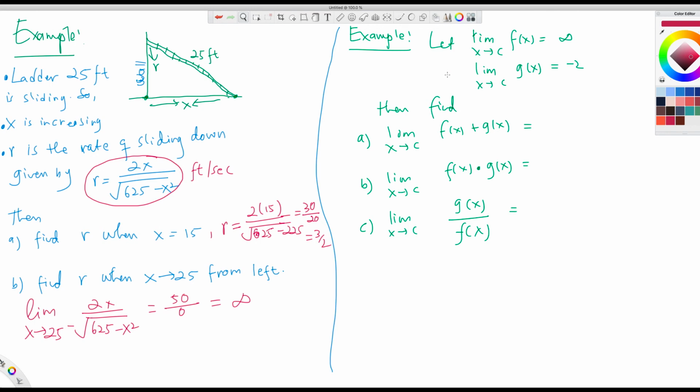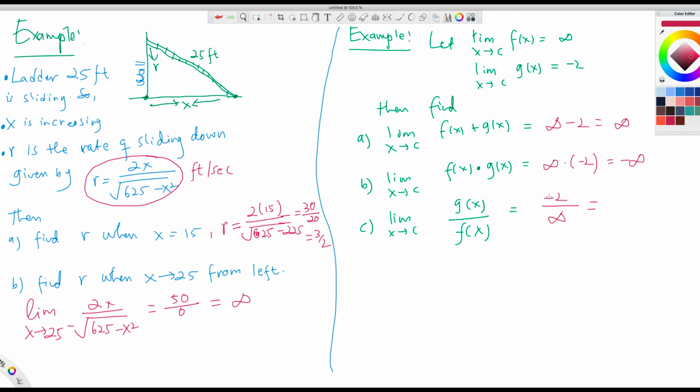Let us look at another example. The limit as x tends to c of f(x) is given as positive infinity, and the limit as x tends to c of g(x) is given as negative 2. So what is that limit? f(x) plus g(x) will be positive infinity minus 2, that will be positive infinity, right? f(x) times g(x) is infinity times negative 2, that will be negative infinity, because you are multiplying by a negative number. g(x) over f(x) is negative 2 over positive infinity.